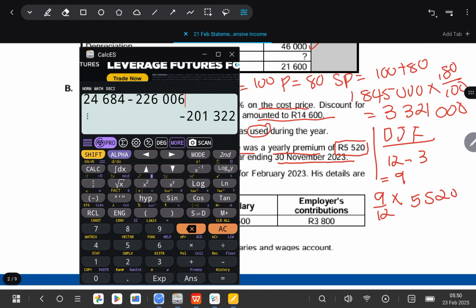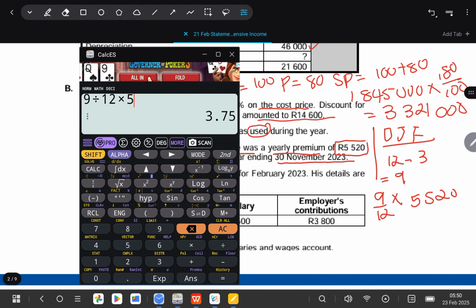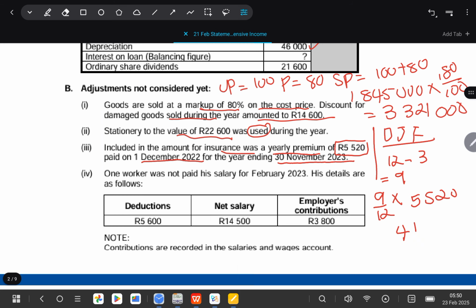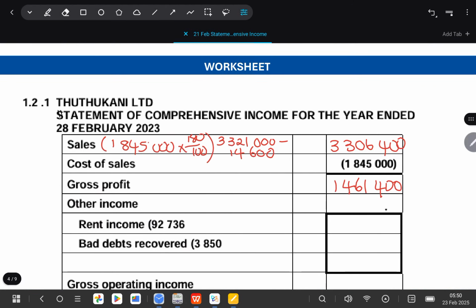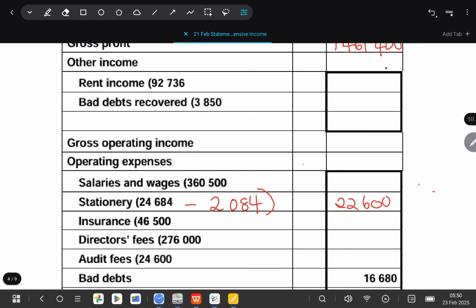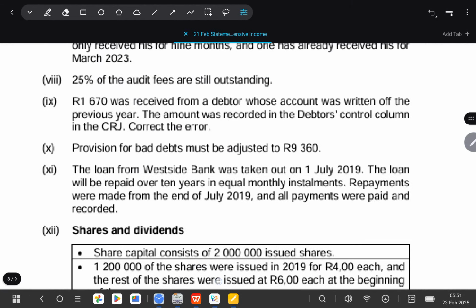So 9 divided by 12, multiply by 5,520, it is giving us 4,140. So it means that 4,140 was prepaid, and therefore under insurance we must deduct it. So we are going to do that. Under insurance, we are going to continue and say minus 4,140. Then we go to the next transaction. Let's hear what the next transaction says.